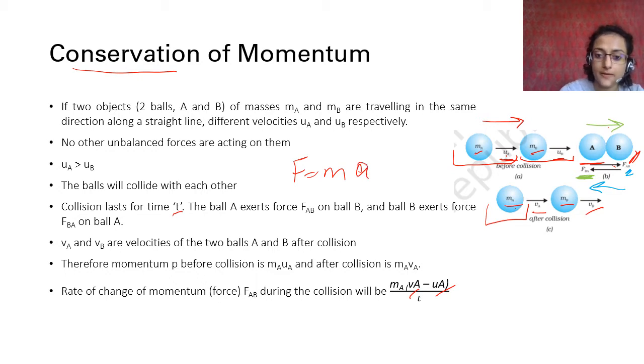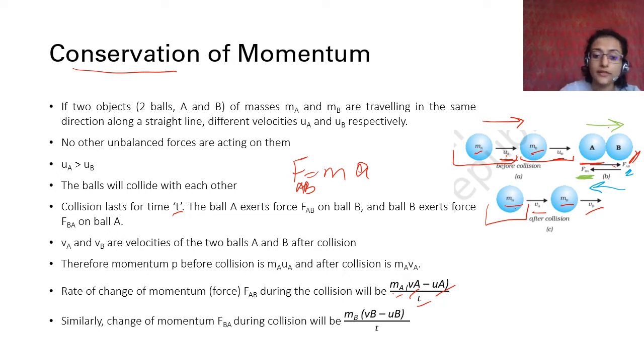M is mass A, and this is force A to B. So we are talking about the force that is acting from A to B, and we are talking about ball A here because this force is acting from A to B. So mass A into change in velocity upon time.